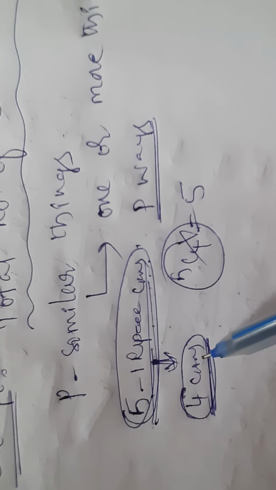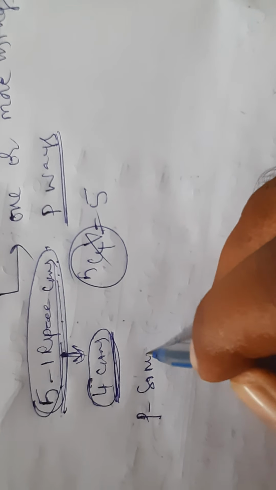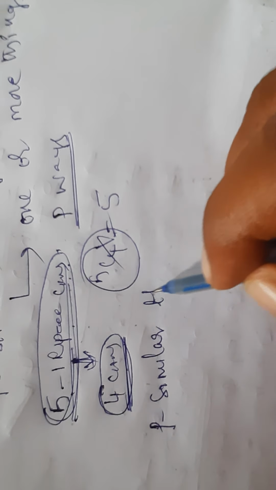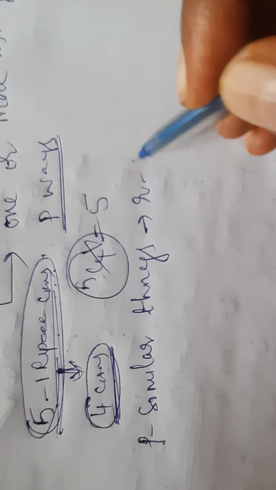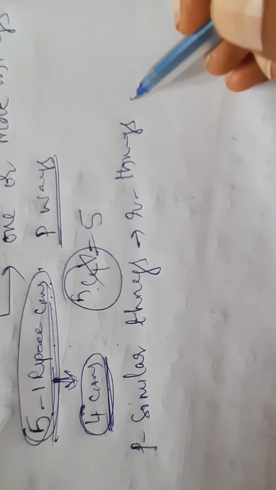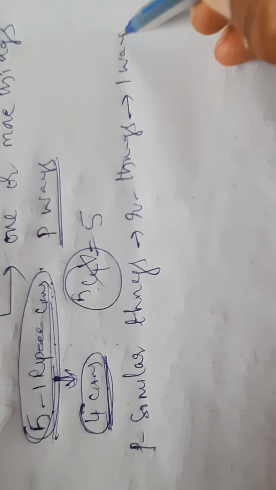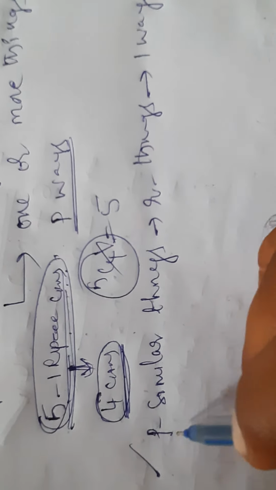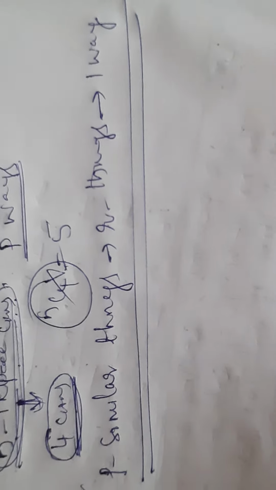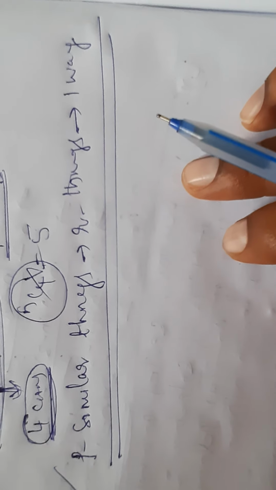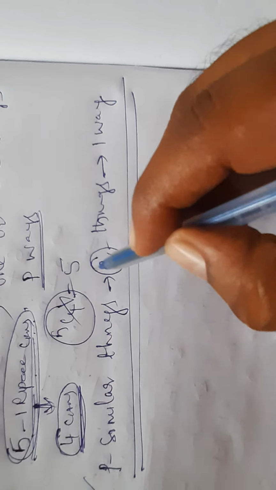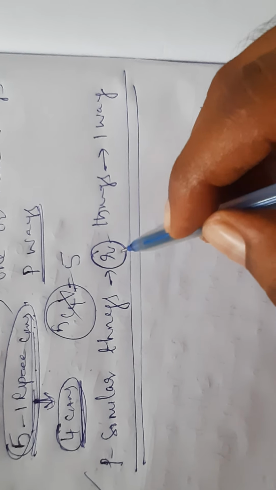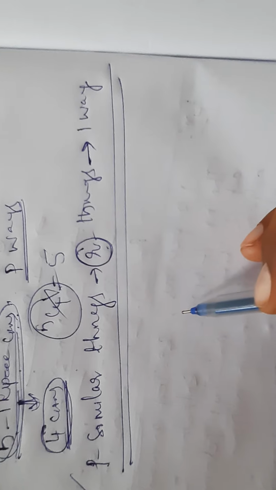There is no difference. Here, out of p similar things, I can select r things in how many ways? That is one way only. I already gave this point. If I have p similar things and I have to select r things, in how many ways can I select them? Nothing but one way only.